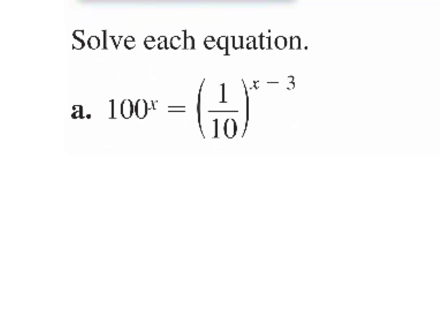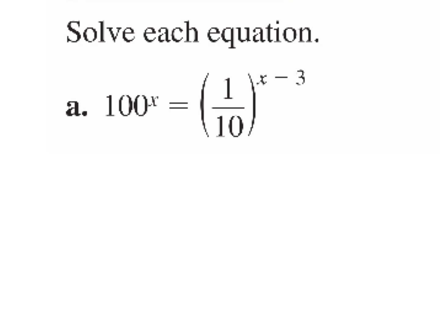So we want to see, can we make these have the same base? Without changing the value, we just want to change the way that the base looks. I can make 100 10 to what power? 10 squared. So it'd be 10 to the power of 2x, because we still have that x there. So I didn't change the value. 100 is 10 squared. These are the same thing. So I just changed the way that it looks.